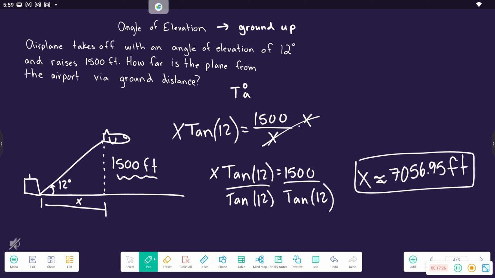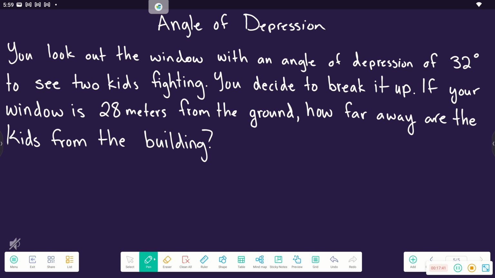So when we're talking angle of elevation, we are always talking the angle from the ground up, okay? So think it's like a positive angle if we are graphing it on a coordinate plane. Angle of depression is different. So angle of depression is thinking line of sight and down. Okay, and it'll make sense when we talk about this problem and I show you the visual.